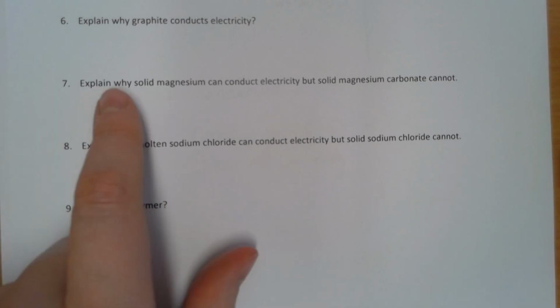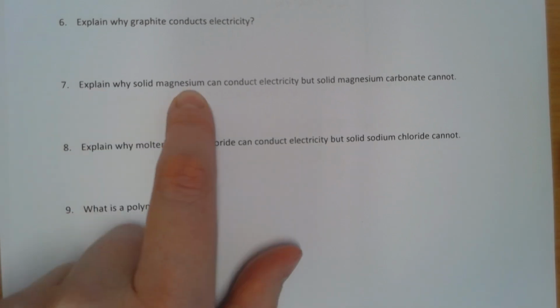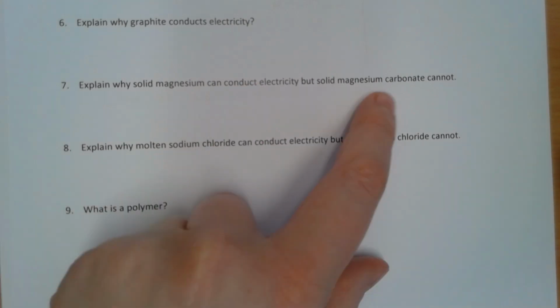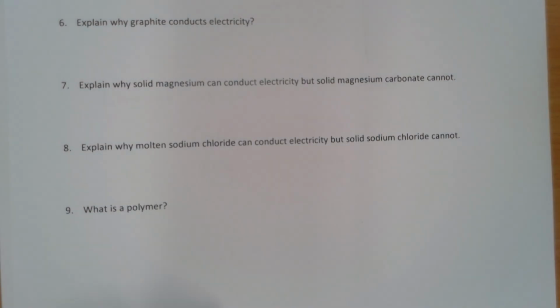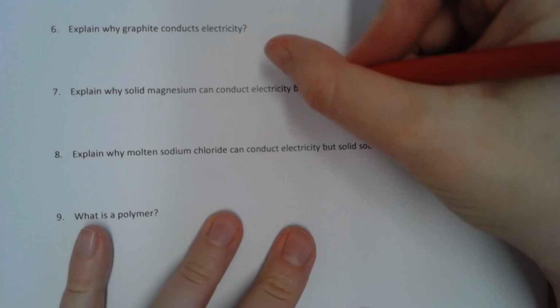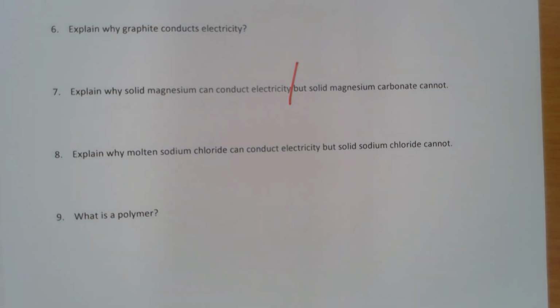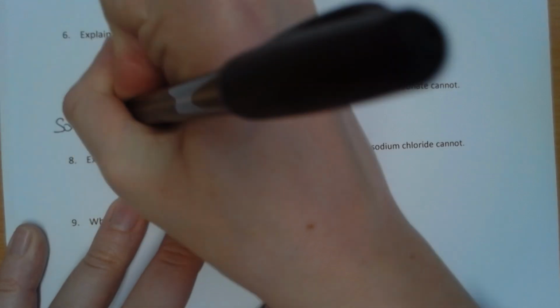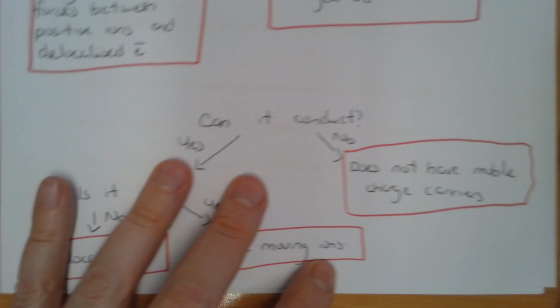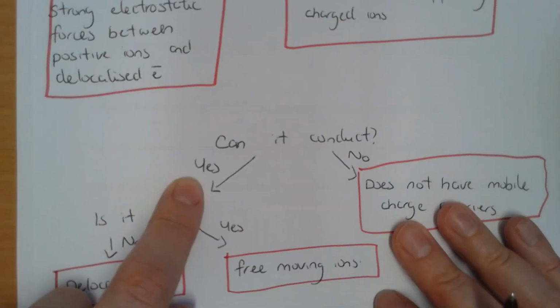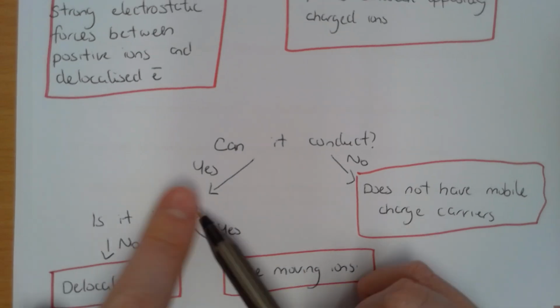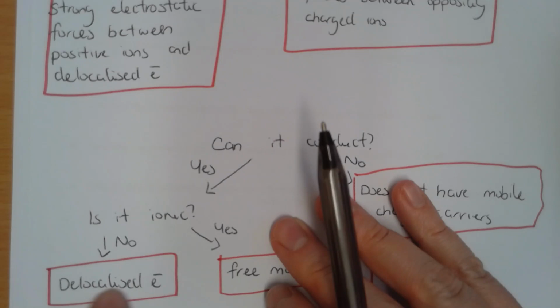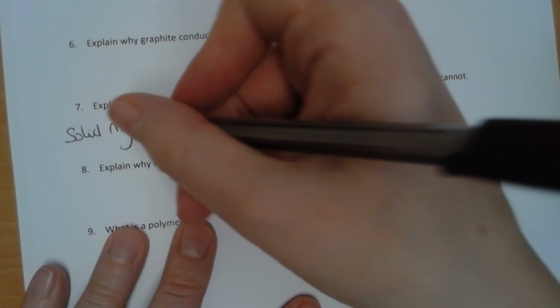Why does solid magnesium conduct electricity but solid magnesium carbonate cannot? Okay, so there's two parts of this question. Solid magnesium can conduct, solid magnesium carbonate cannot. So I'm going to look at solid magnesium first. It says it can, I need to explain why. So can it conduct electricity? Yes. Is it ionic? No. Solid magnesium is just a metal. There's no non-metal there. So solid magnesium conducts because it's got delocalized electrons.